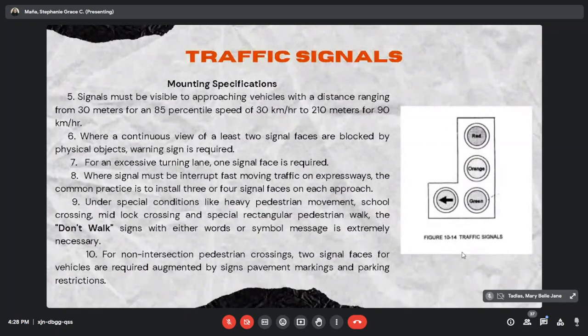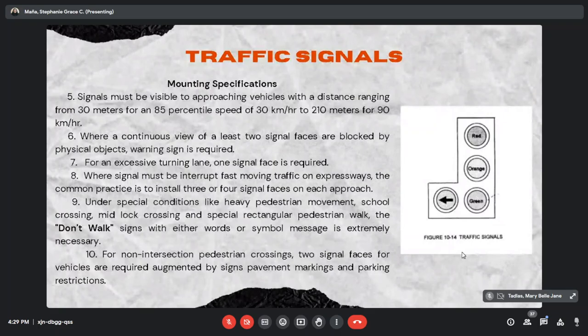Where a continuous view of at least two signal faces is blocked by physical objects, a warning sign is required. For an exclusive turning lane, one signal face is required. Where signals must interrupt fast-moving traffic on expressways, the common practice is to install 3 or 4 signal faces on each approach.